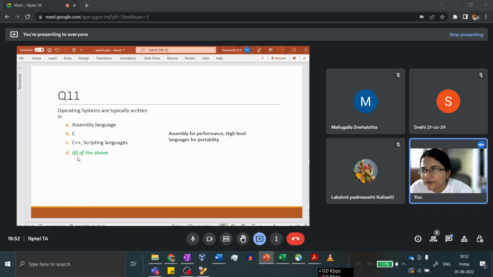So, D, all of the above, and I think this was discussed in the lecture as well. So, why all of the above? Assembly language is used for performance, because assembly is what is closest to the hardware. When you write assembly, that's actually what is going to be executed, so it's very good for performance.